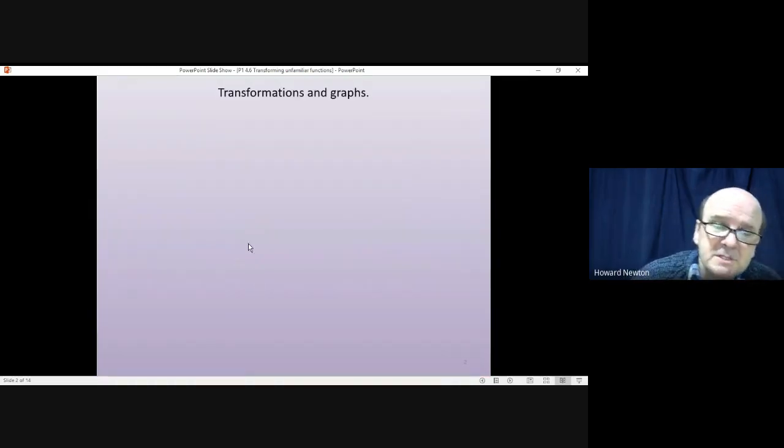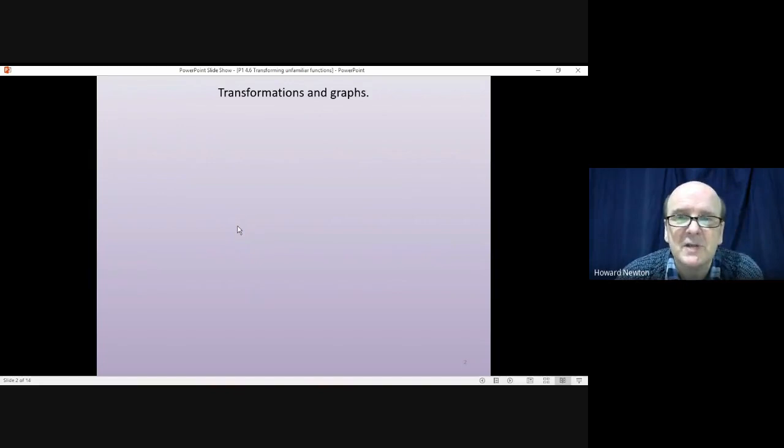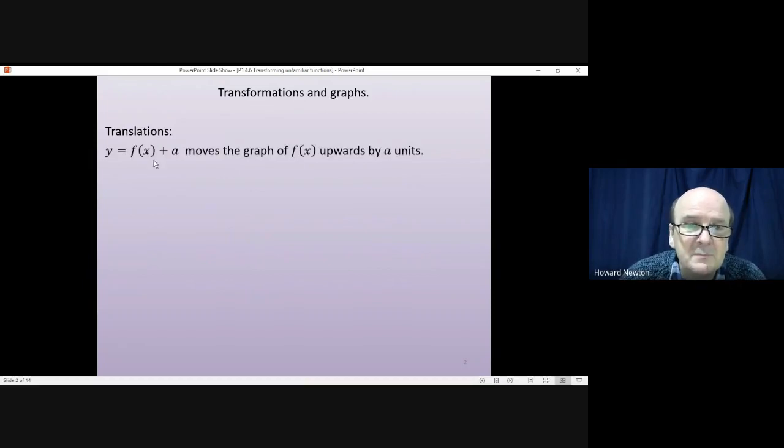First of all, we'll just remind ourselves what we've done in the last two lessons. We've been looking at two specific types of transformation. First of all, translations, and these come in two varieties. You can have a translation in the vertical direction, which would be something of this form, y equals f of x plus some constant a. What that's saying is we're going to add on a to whatever the function is, which means add on a to the y values. So the graph will move upwards by a units. If a was 2, the graph would just move upwards by 2 units.